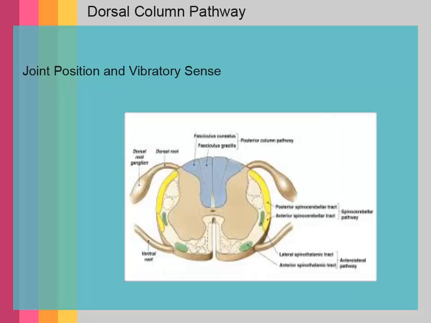This slide emphasizes how modalities of vibratory and joint position sense are transmitted into the nervous system, again with their cell bodies in the dorsal root ganglia, but with their axonal projections going up the two posterior column tracts, and they don't make any synapses until they reach the brainstem at the nuclei for both the gracilis and cuneatus.